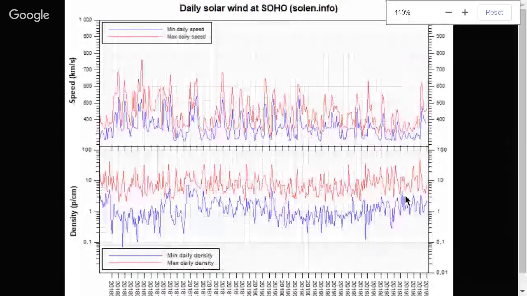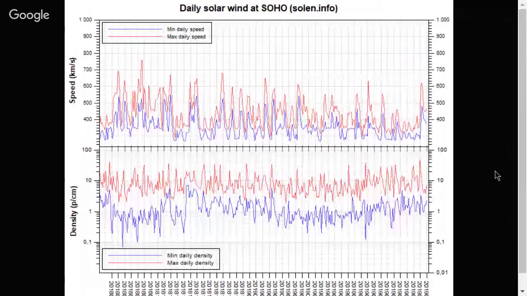Maybe you'll find things like the daily solar wind graphs, which we see has recently had a ramp up to 600 plus kilometers per second, as well as a density up to, what is that, about 50 protons there?